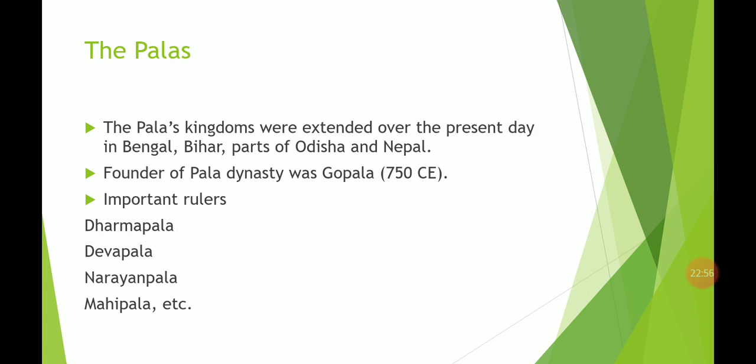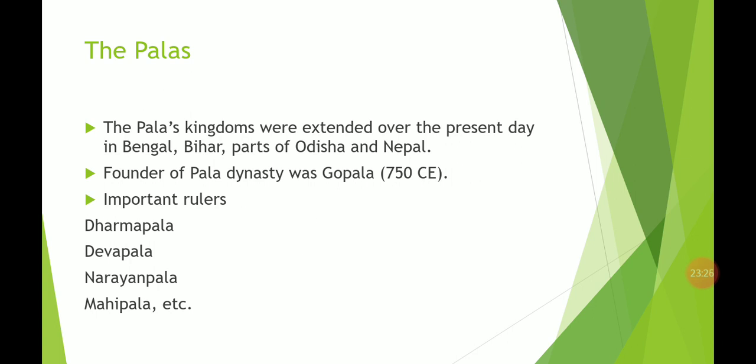Now next, the Palas. So who are the Palas? They belong to Bengal and nearby territories. The Pala kingdom extended over present-day Bengal, Bihar, parts of Odisha and Nepal. So this was the area ruled by the Pala dynasty.